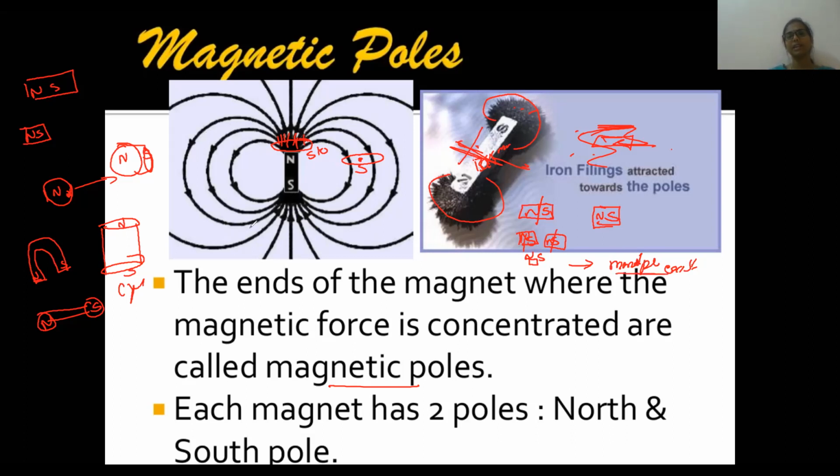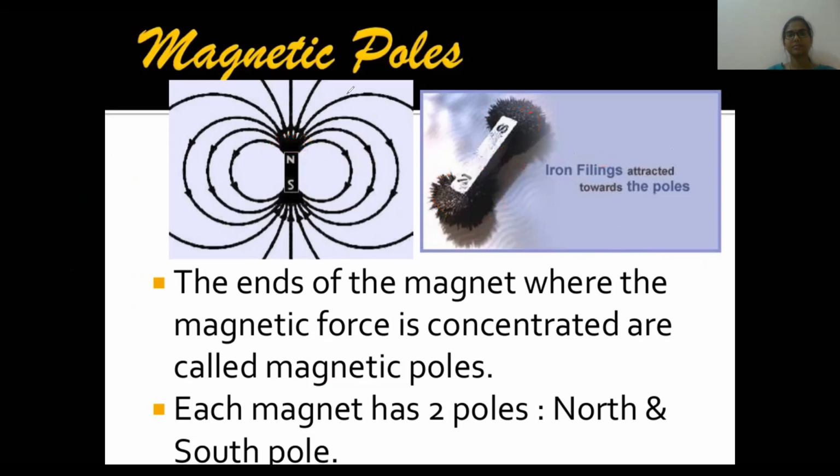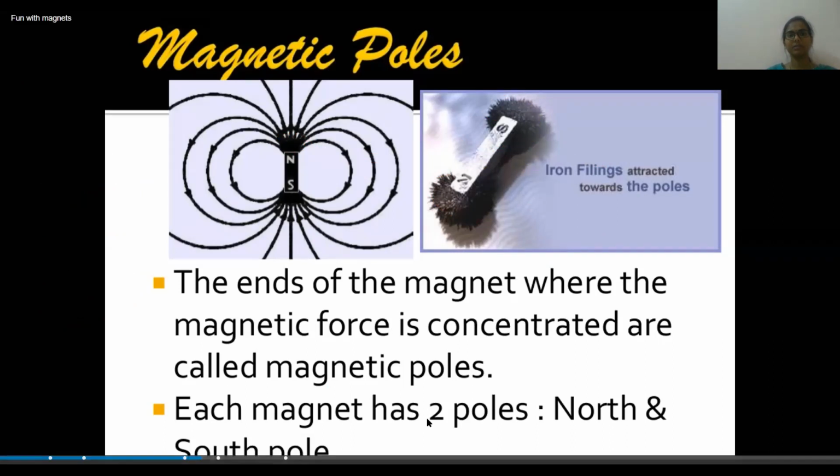But in case of electricity, a monopole exists. In case of magnetic poles, a single pole does not exist. They always occur in pairs. This is clear, children? I hope this is clear to everyone.